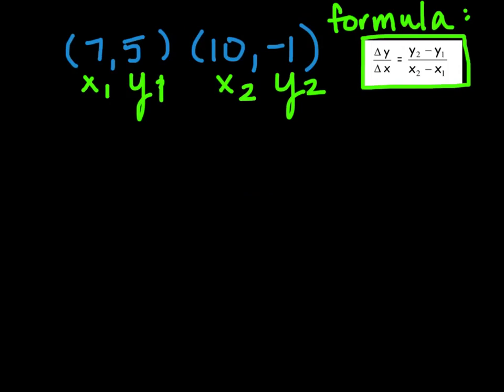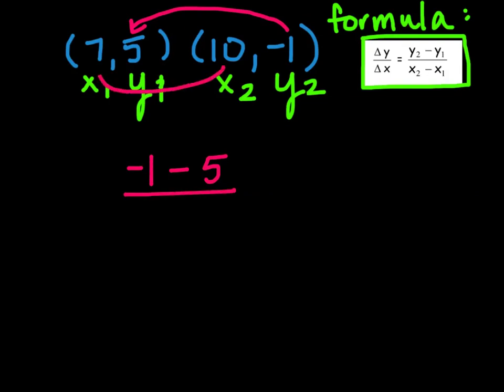So let's take these numbers out and plug them in the formula. We're going to always start with our y's first, and we're going to start with the second one. So I'm going to take the second one and subtract it from the first one. So we have negative 1 minus a positive 5. So that's y2 minus y1. And then we're going to look at our x's, and again we're going to take the second one and subtract it from the first one. So that's 10 minus 7.